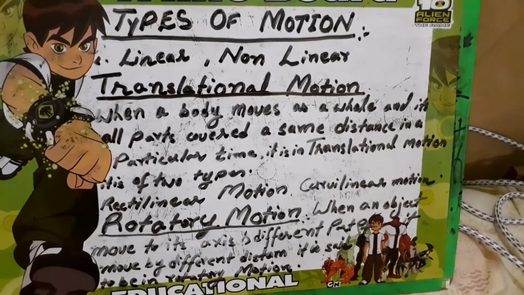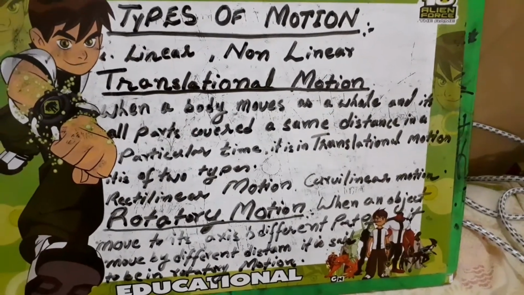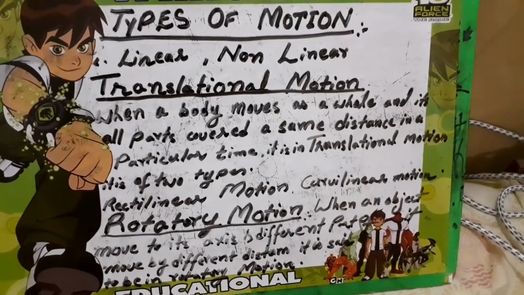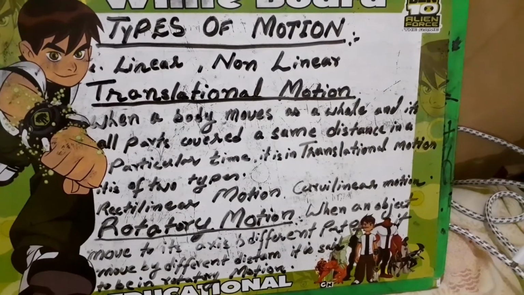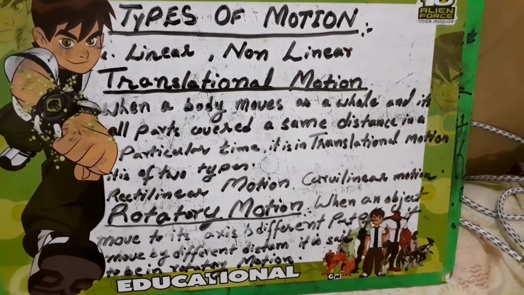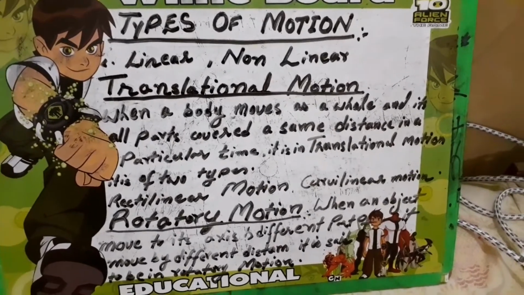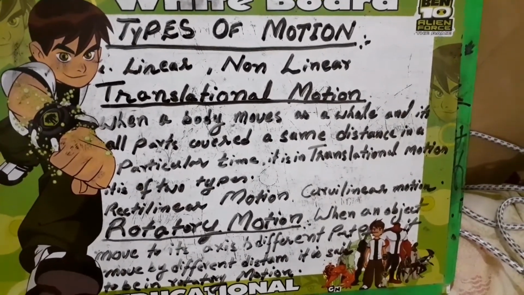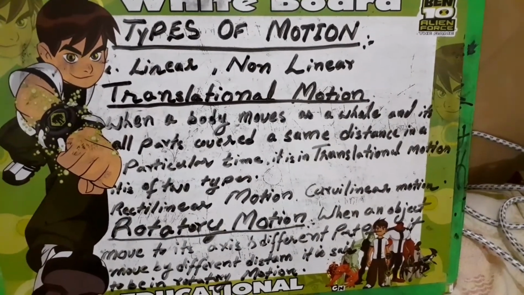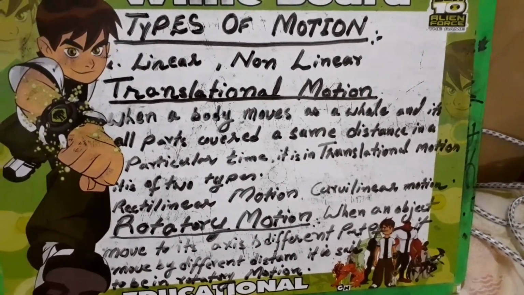There is some axis with respect to which the body moves, and its different parts cover different distances at a particular time. In a particular time, it is said to be in rotatory motion. When an object moves about its axis and its different parts move by different distances, when the whole body rotates, its inner parts cover a narrow distance as compared to its outer parts.